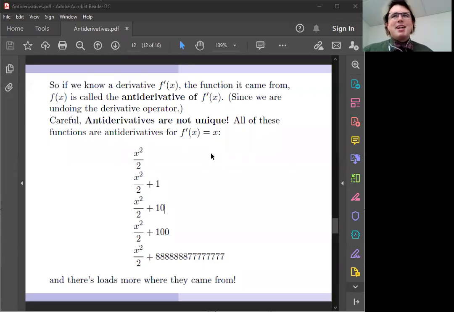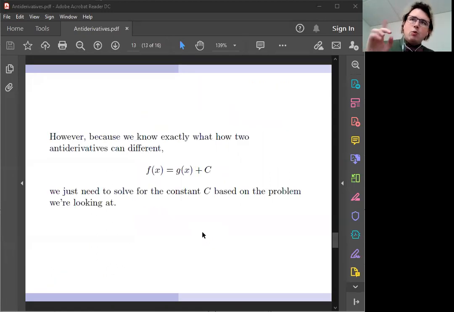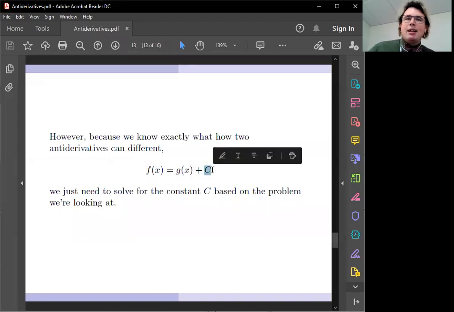So the name of this process again is anti-differentiation. If I have the derivative of a function and I wish to undo that derivative, the thing I am looking for is called an antiderivative. And again, they are not unique. There's lots and lots of ways we can write an antiderivative for any given function. However, we know that every antiderivative of this function is just some particular antiderivative plus a constant.